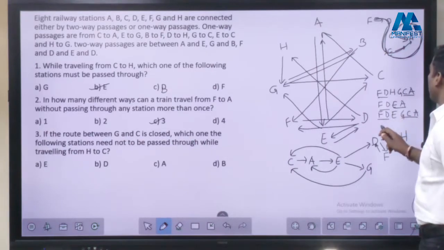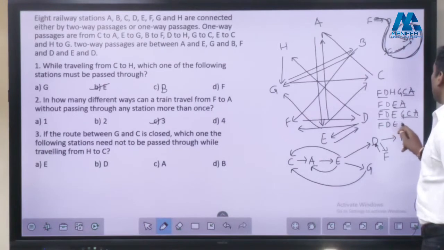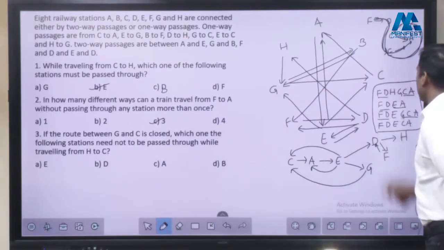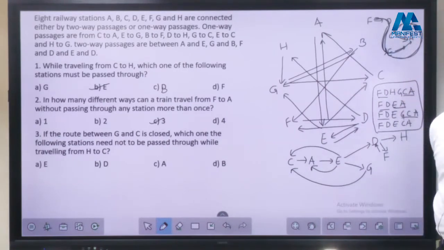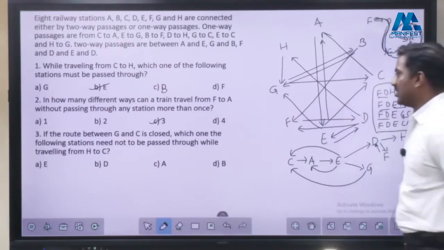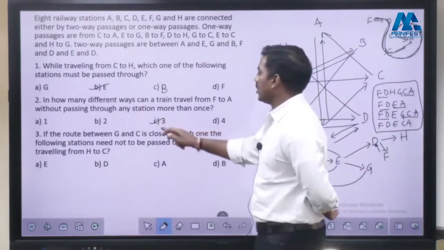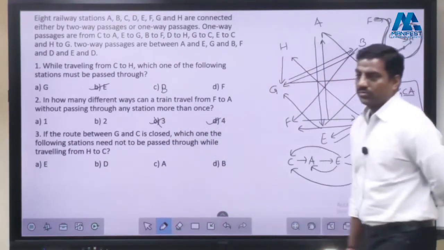One more way, F, D, E, C, A. So these are 4 ways. Okay. We cannot apply any formula here. It is up to our imagination. So it is not 3, it is 4.